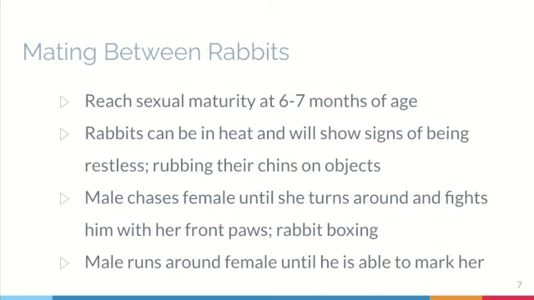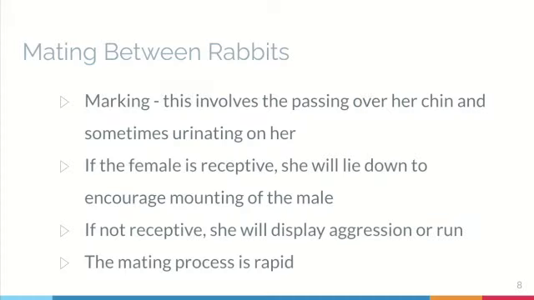Rabbits can be in heat and will show signs of being restless, and they rub their chins on objects because that's what they would do while mating. The male chases the female until she turns around and fights him with her front paws. This is called rabbit boxing, and this is the beginning of their mating. Males run around the female until he's able to mark her. Marking involves passing over her chin and sometimes urinating on her, as in he's marking her as his territory.